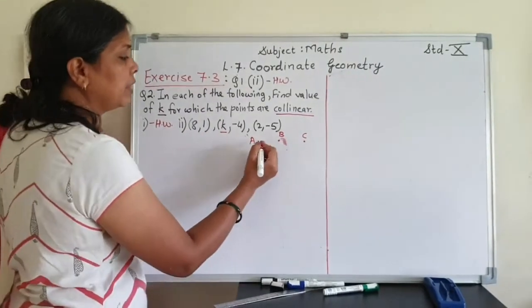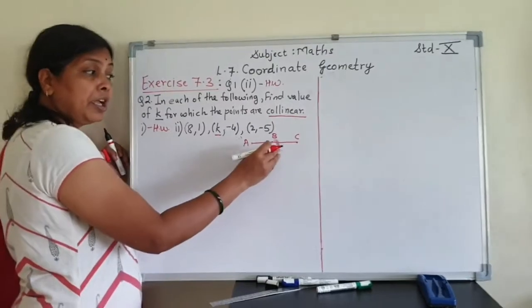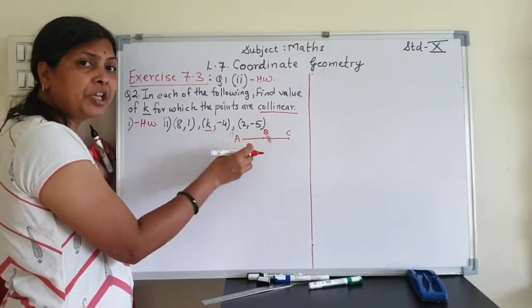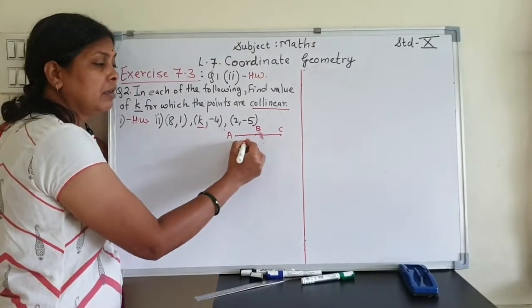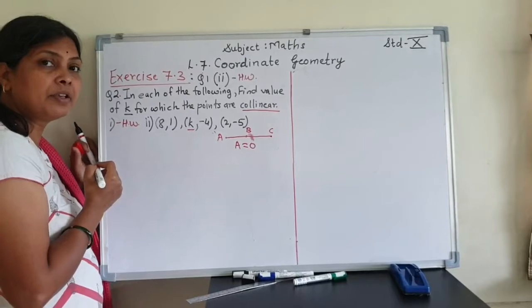Now here, as per their condition, they all are collinear. If we find the area of points which are collinear, how much area do we get? No area we get here. That means that area is 0.